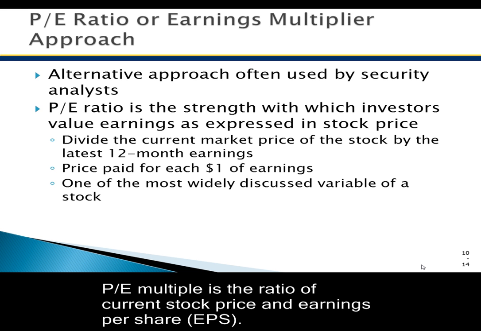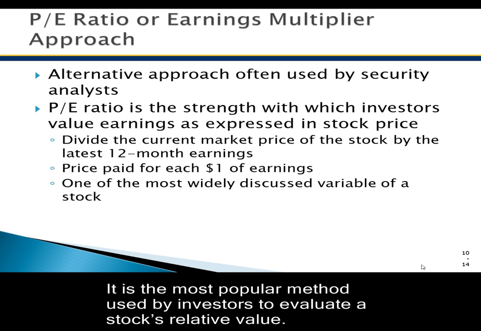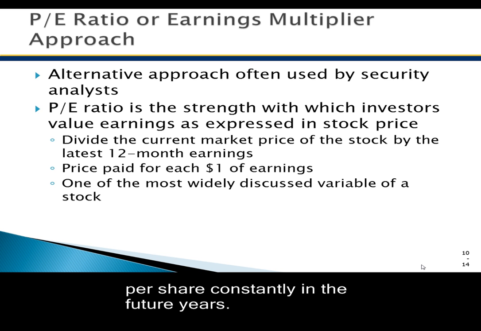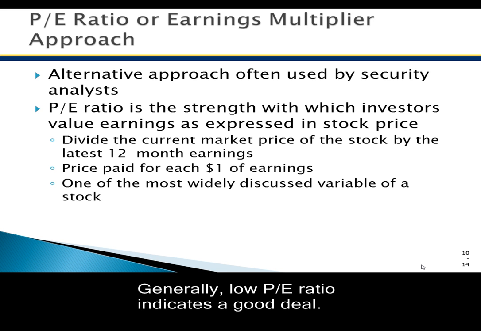P/E multiple is the ratio of current stock price and earnings per share. It is the most popular method used by investors to evaluate a stock's relative value. P/E multiple can be viewed as the price that investors need to pay to get $1 earnings per share constantly in the future years. Generally, a low P/E ratio indicates a good deal.